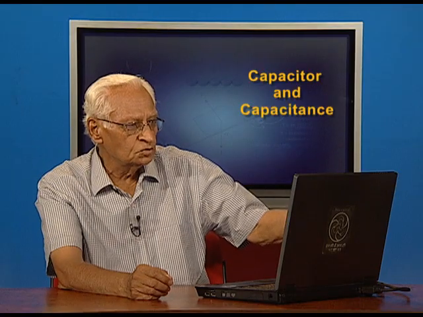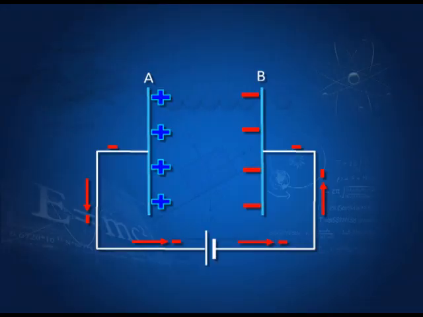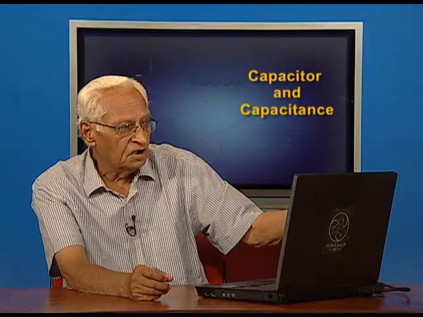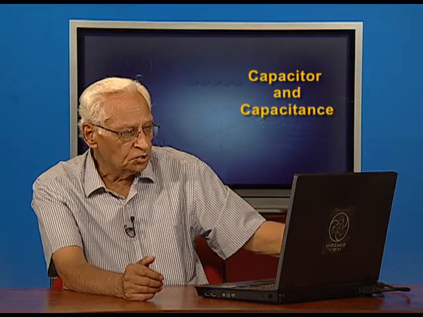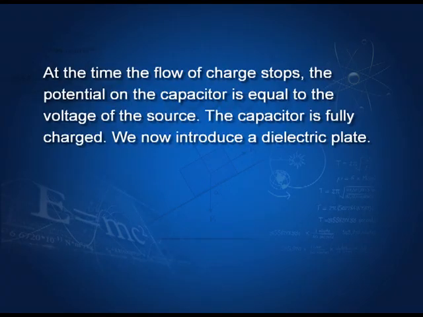These electrons flow to the positive terminal of the circuit. As the negative charge builds up on the plate B, the electrostatic repulsion eventually stops the further flow of electrons to it. At the time the flow of charges stops, the potential on the capacitor is equal to the voltage of the source. The capacitor is fully charged. We now introduce a dielectric plate. So far it was air, now we introduce the dielectric plate.